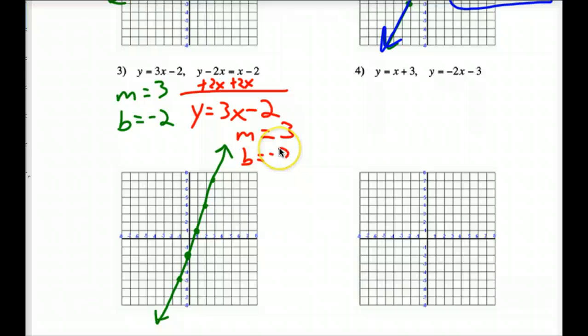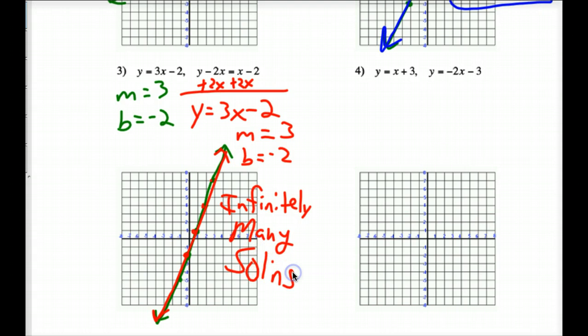Is that the same as the first one? Yes, it is. So look, it's going to be the same line, one on top of the other. Tara, what do we write as our answer? Infinitely many solutions. Nice. Now, these are just very rare special cases, guys. Your homework might have a few of them, but the majority of the time they intersect at a point.